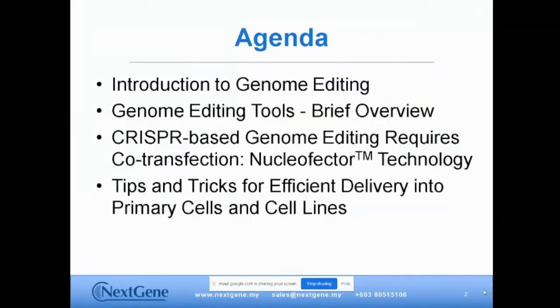Today, the sharing will be broken down into four agenda items. The first one will be a brief introduction to genome editing. Then we shall proceed to genome editing tools with some brief overview. And then we shall continue with using the Nucleofector technologies for CRISPR-based genome editing. And finally, we will take a look at some tips and tricks for efficient delivery into primary cells and cell lines using Nucleofector technologies or other technology.